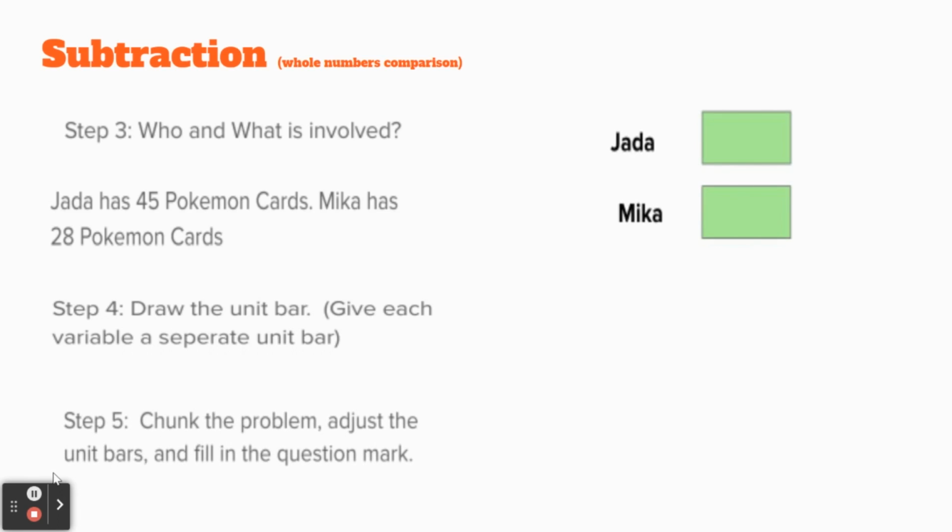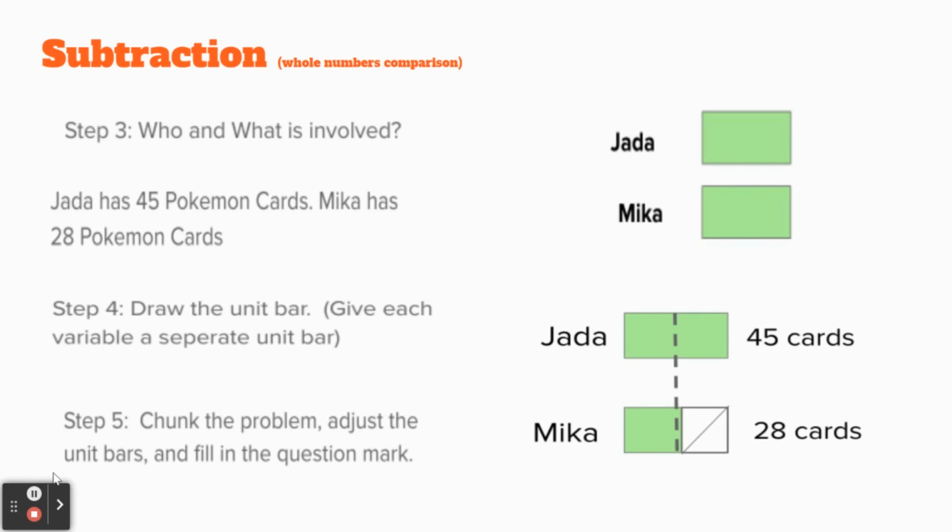Now, in step 5, we're going to chunk the problem and adjust the unit bars. Again, we can reread the problem and we'll see that Jada has more. So Jada's bar model is actually going to be bigger, and I'm trying to figure out how many more does Jada have than Micah. So we'll adjust our unit bars.